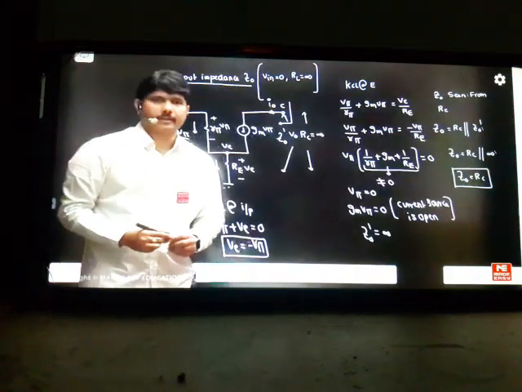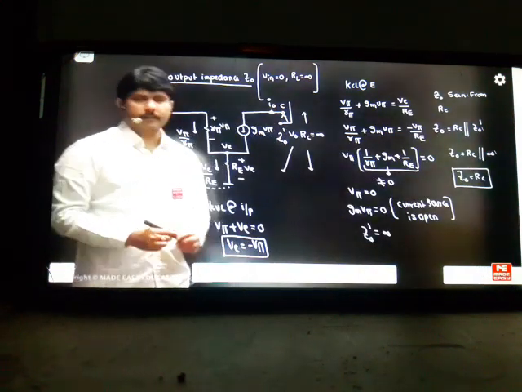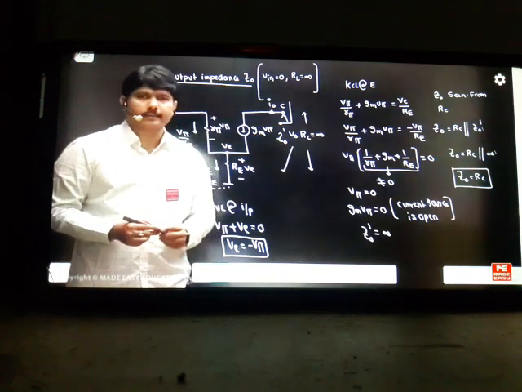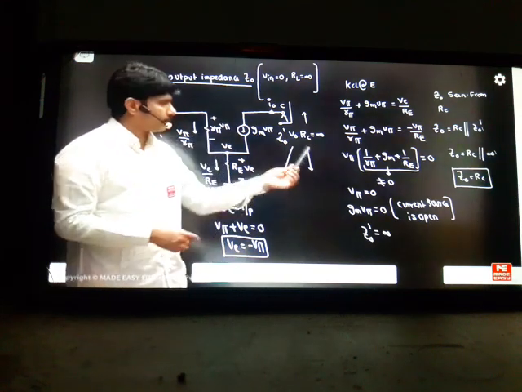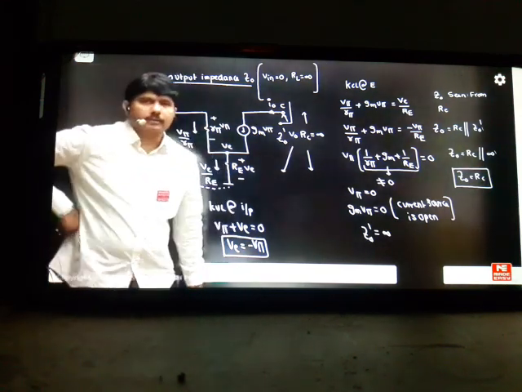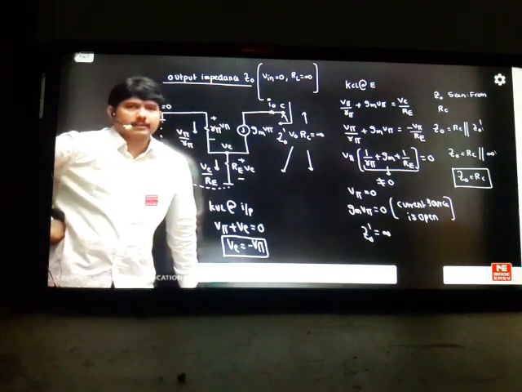Whatever the previous topic we studied in bypass, the same answer we are getting at the output. That means what I understood is that whenever you go for a closed loop system, input impedance will change but output impedance will not change. Output impedance we are getting the same answer. This is the important information I can tell you: why Z naught will take RC.